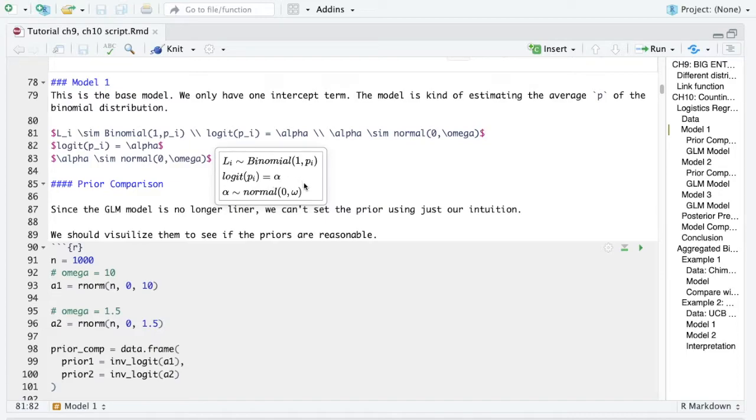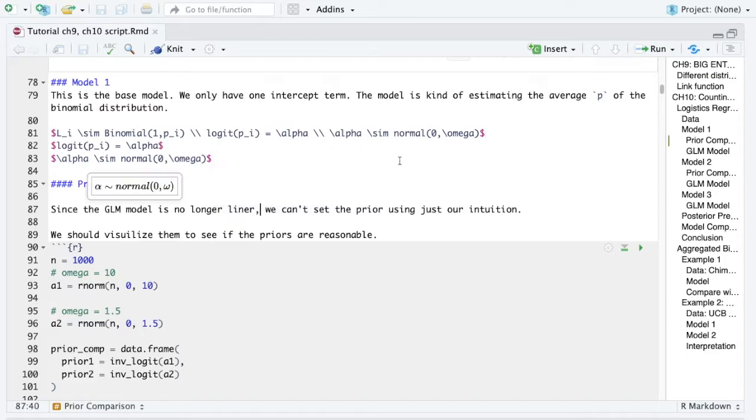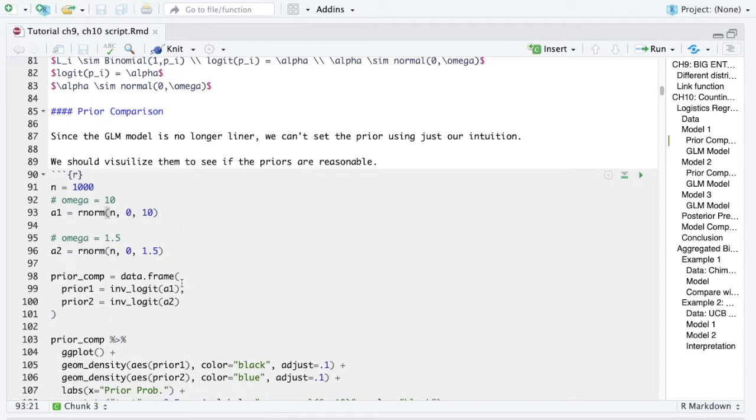The prior distribution of the intercept term alpha can still be a normal distribution. We can investigate which normal distribution is more reasonable in a logistic regression. Since the relationship between the predictors and the output variable in the GLM model is no longer linear, we can't set the prior using just our intuition. We should visualize them to see if the priors are reasonable. So here I use two normal distributions, normal 0, 10 and normal 0, 1.5, to visualize the comparison.